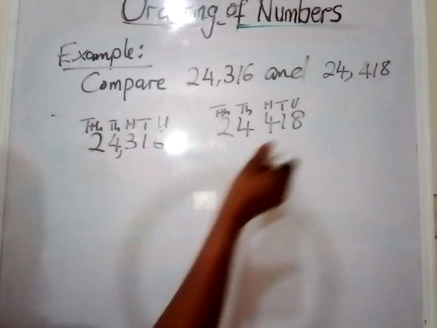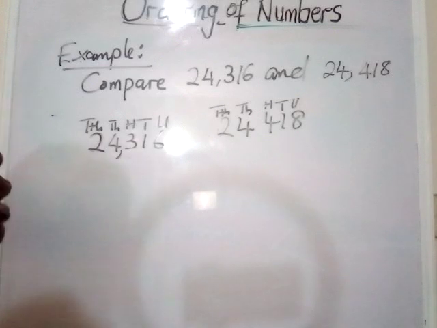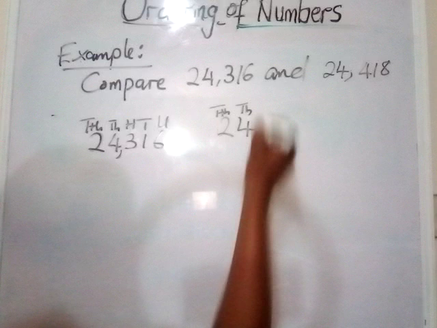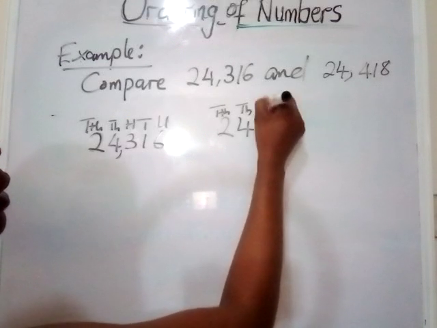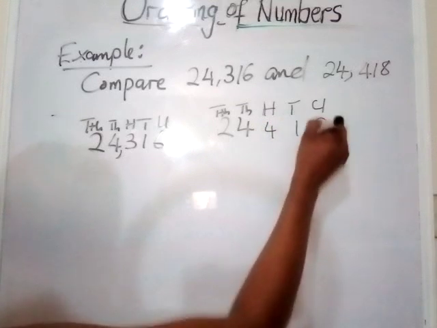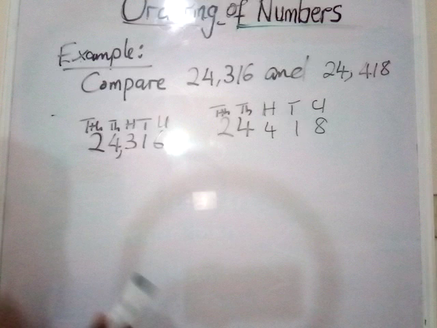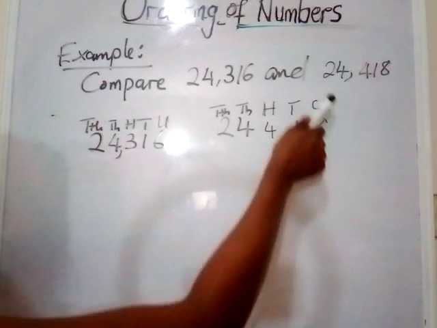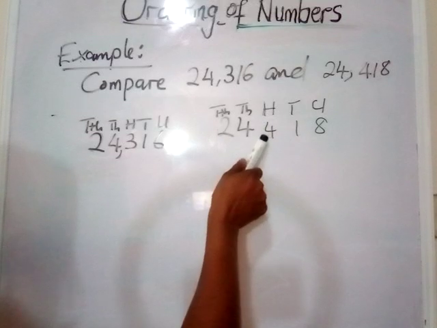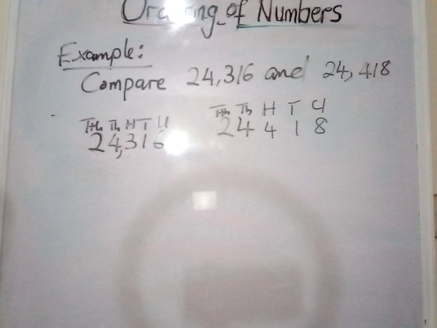Okay, then let's come to the second number. So here we find, sorry, let me write that properly. Okay, so here the digits under unit is 8, under tens is 1, under hundreds is 4, under 1,000 is 4, and under tens of thousand is 2.